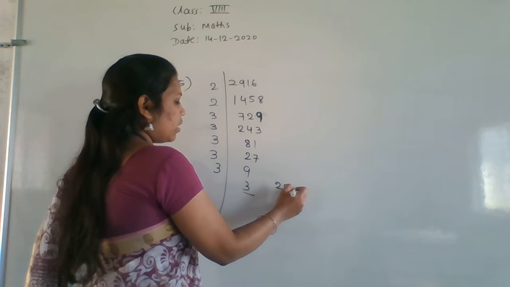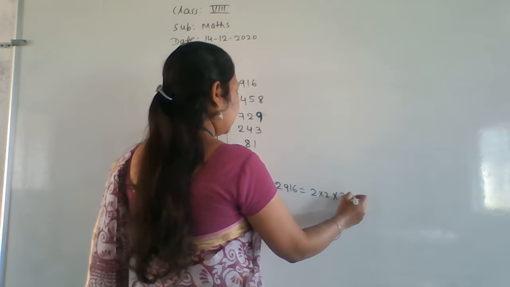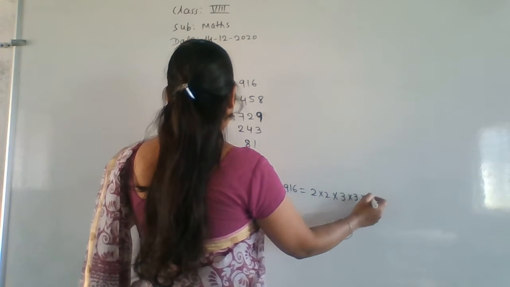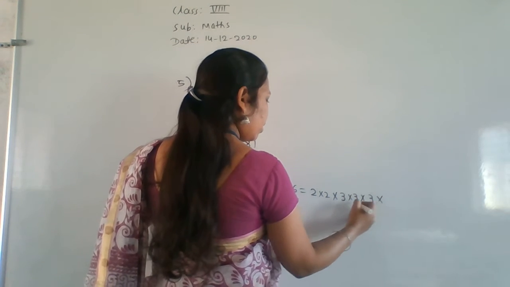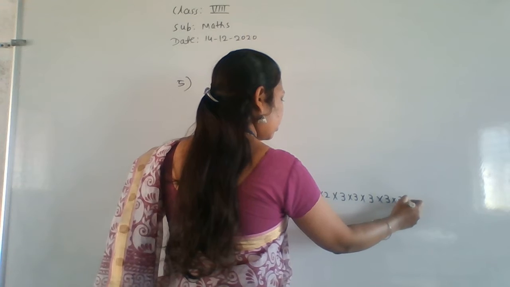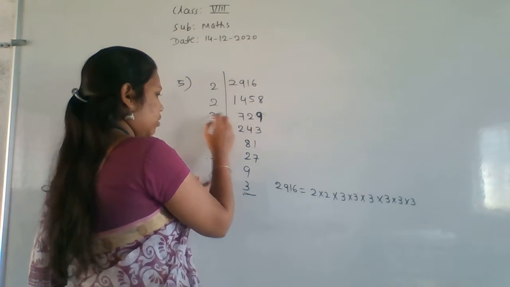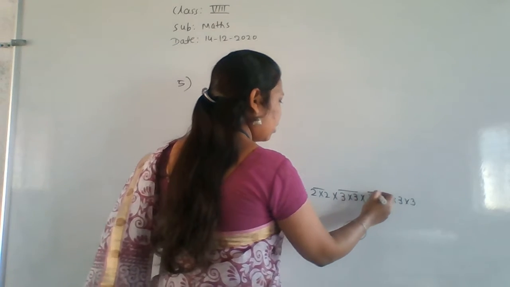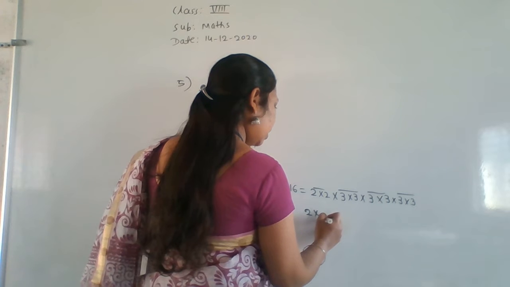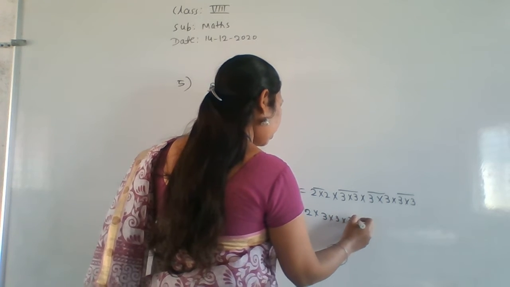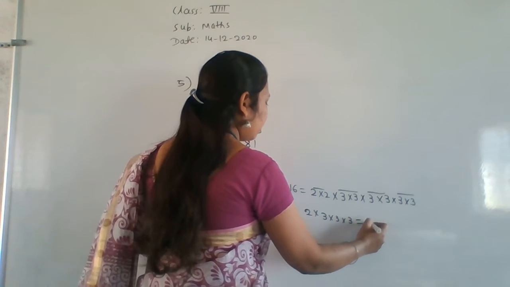Now write the prime factorization: 2 into 2 into 3 into 3 into, how many 3s here? 5 are there. Okay, 3, and here 1, 2, 3, 4, 5, 6. Okay, make a place here. You will get 2 into 3 into 3 into 3. What is the number? 3 3s are 9, 9 3s are 27, 27 2s are 54.